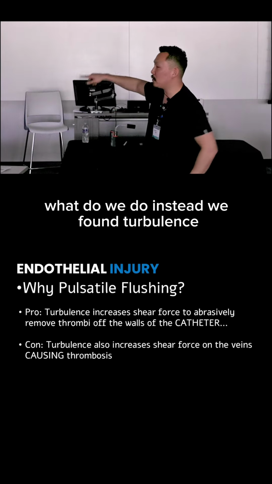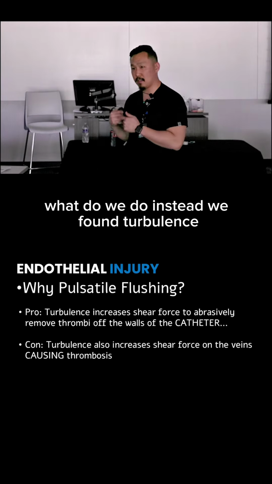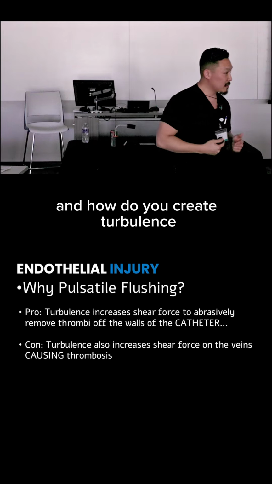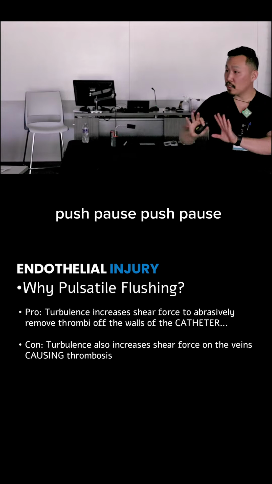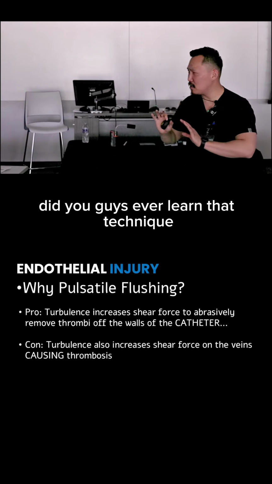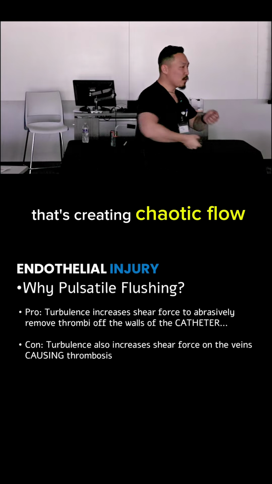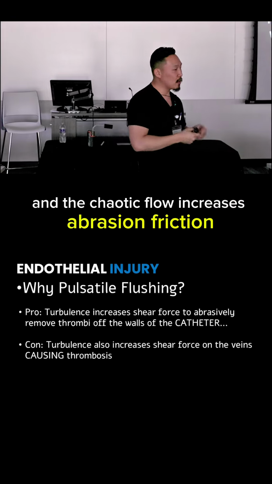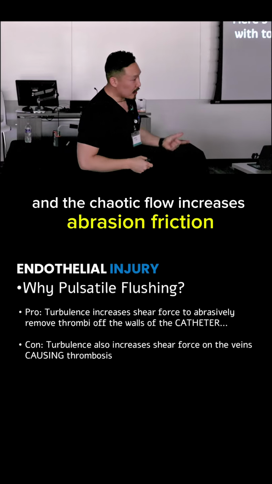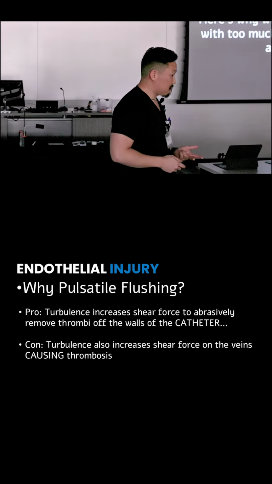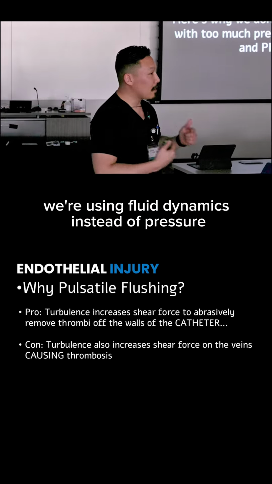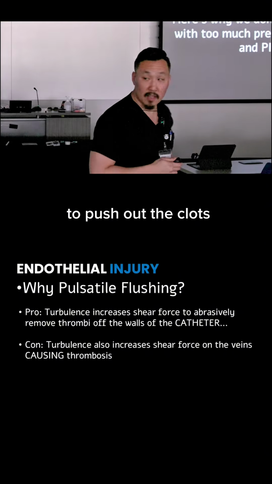So what do we do instead? We found turbulence. And how do you create turbulence? You create pulsatile flush. So push, pause, push, pause. Did you guys ever learn that technique? The push, pause technique? That's creating chaotic flow, and the chaotic flow increases abrasion, friction, shear force. So we're using fluid dynamics instead of pressure to push out the clots.